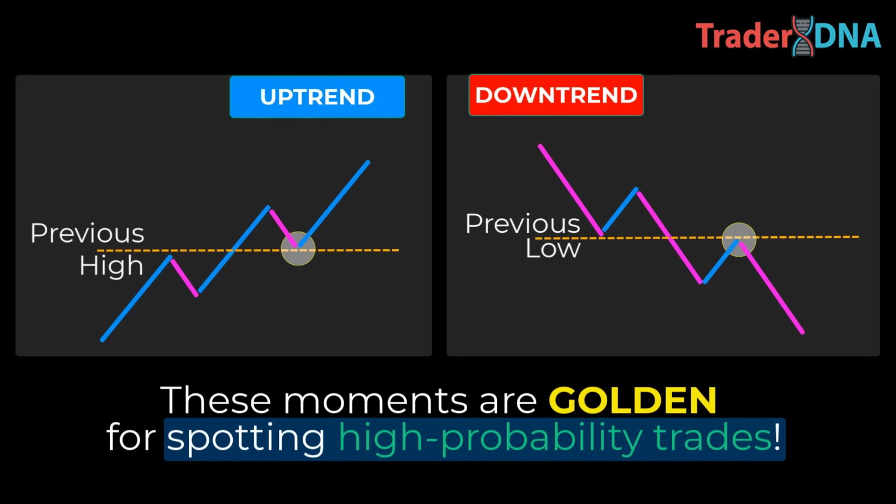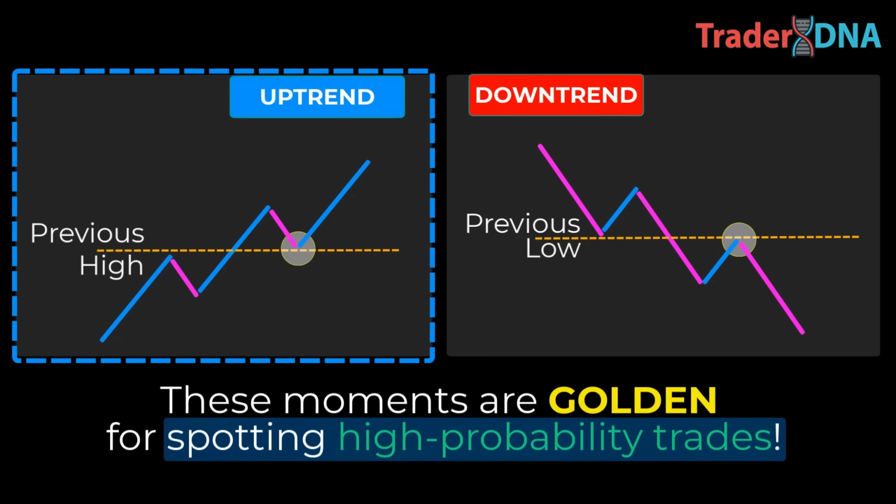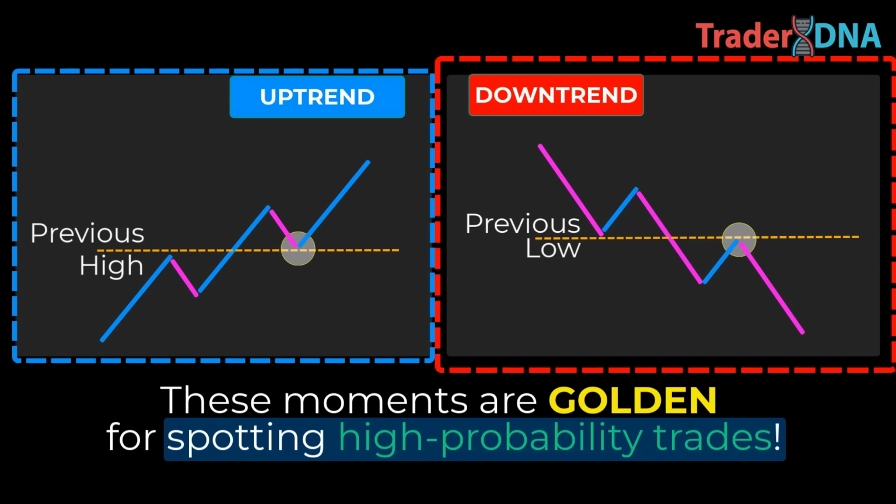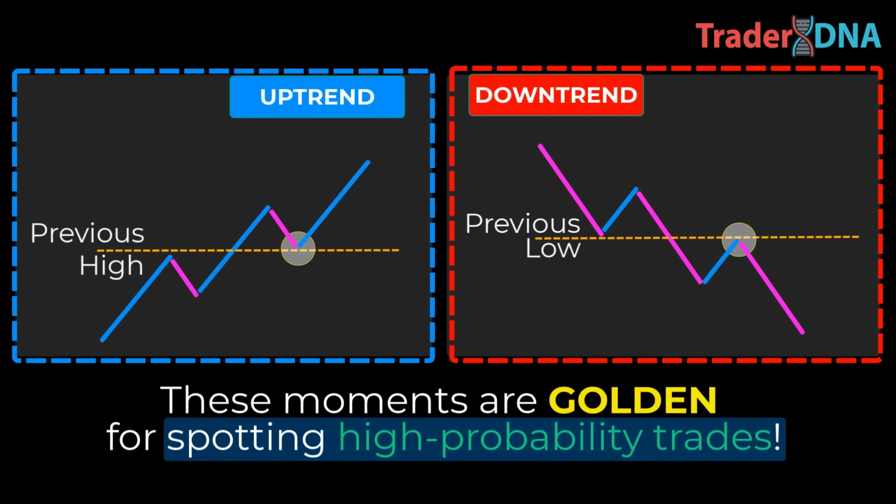And here's the cool part. We'll break down the exact patterns you need to look for later in this video. Now here's something you need to know. The market creates structure with higher highs and higher lows in an uptrend and lower lows and lower highs in a downtrend. This is the basic building block of price action. Most of you might already know this, so I won't go too deep into it. But if you're new to these terms, don't worry, I'll simplify it for you.